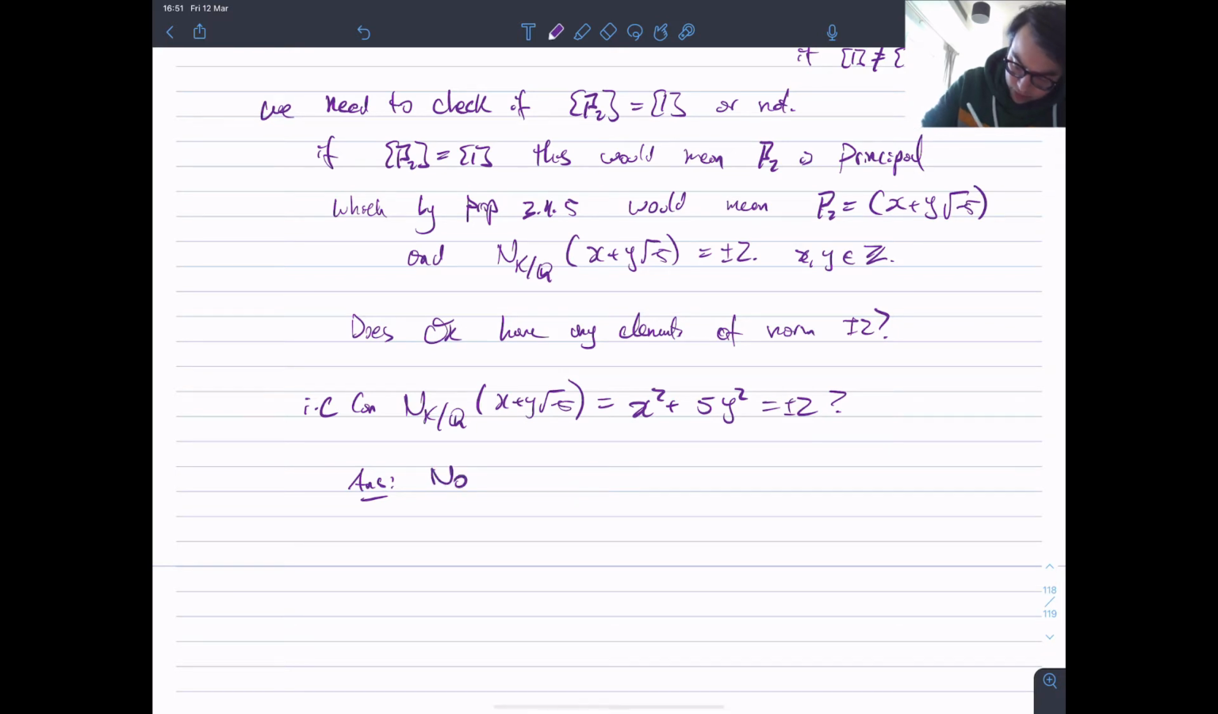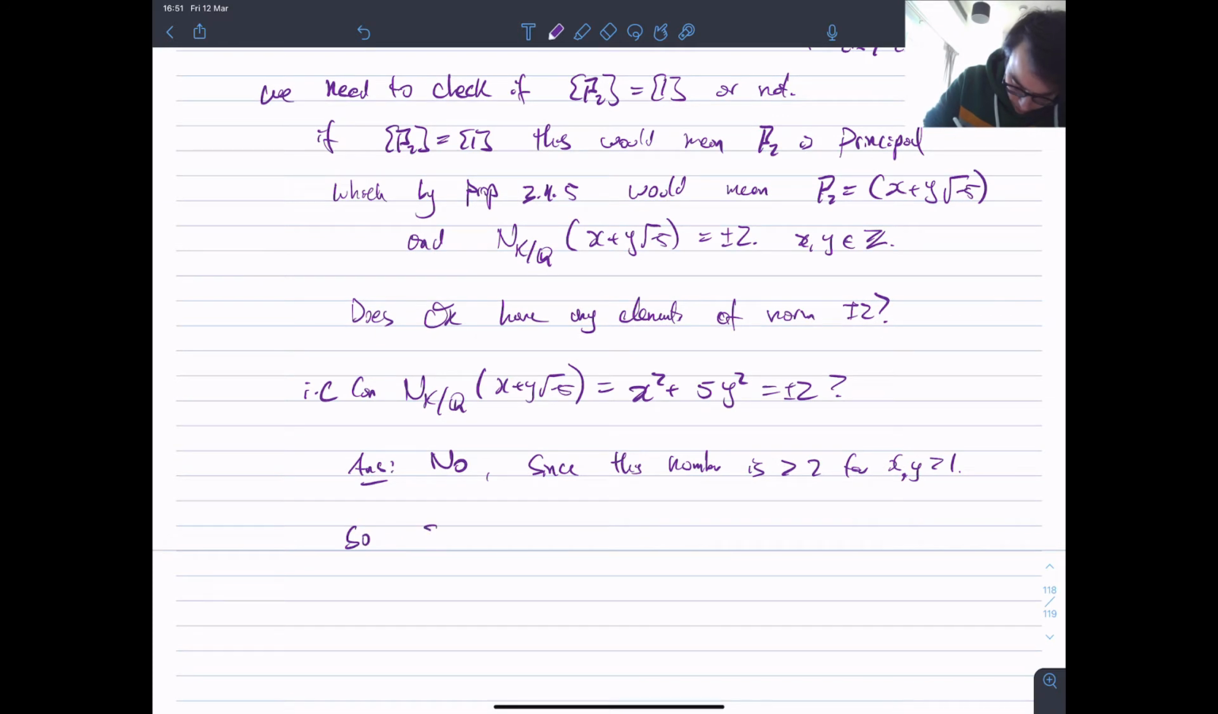Answer: no. Yeah, the answer is no. It's easy, because in this case you don't reduce mod 4. It doesn't work for x is 0 or 1 and y is 0 or 1. Once you plug in a number bigger than 1 for x and y, then this number is always bigger than 2, so it doesn't work. No, since this number is greater than 2 for x and y greater than 1. And for 0 and 1, it doesn't work, obviously. So you can't have this.